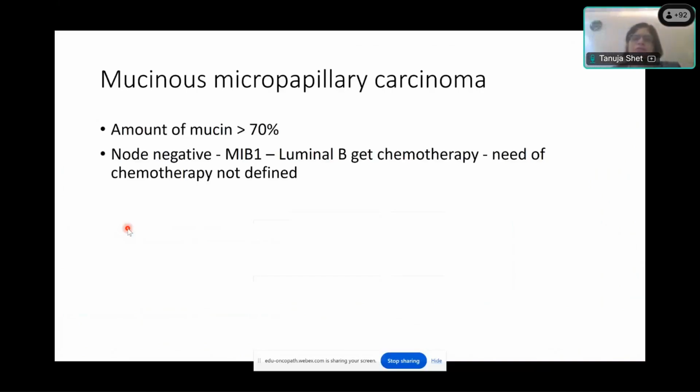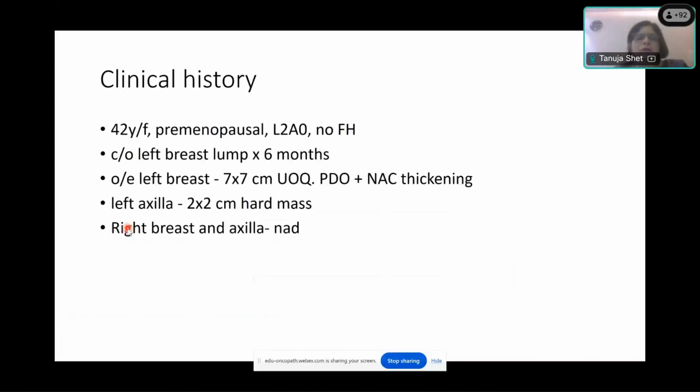Because if it is, in breast cancer, the ER/PR is divided as luminal A and luminal B. The luminal B get chemotherapy because it gives them a 5% benefit in overall survival, and that's why we do MIB1. Okay. Now we move on to the third case.